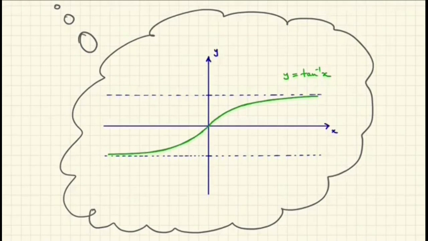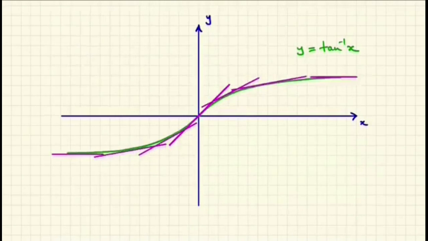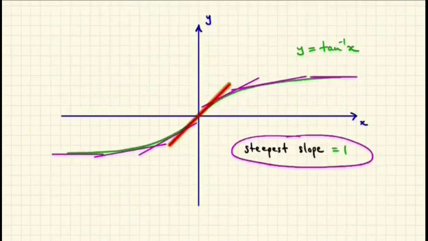We can see how the slopes of miniature tangent lines behave as we move from left to right along the inverse tan curve. Notice how the slopes are all positive, and the steepest slope appears to be at the origin and takes the value 1. And the shallowest slopes appear to the far left and far right and appear to be approaching 0.